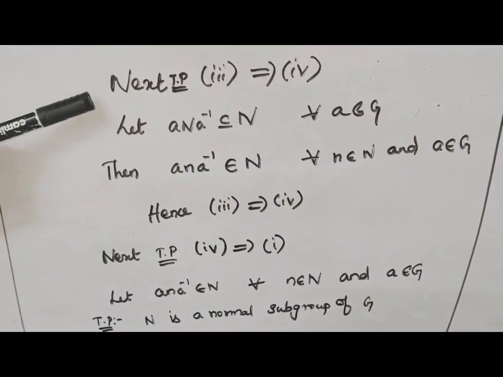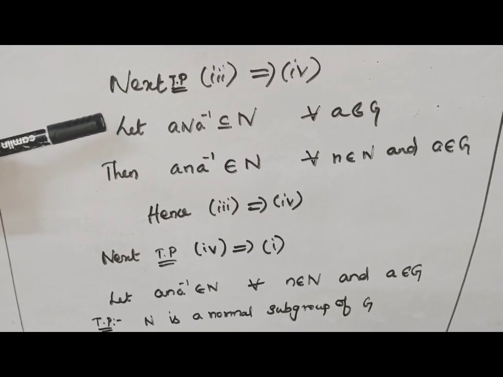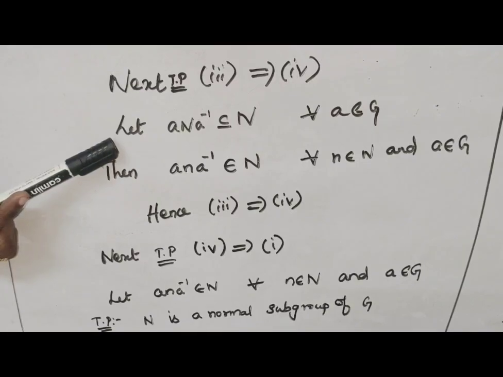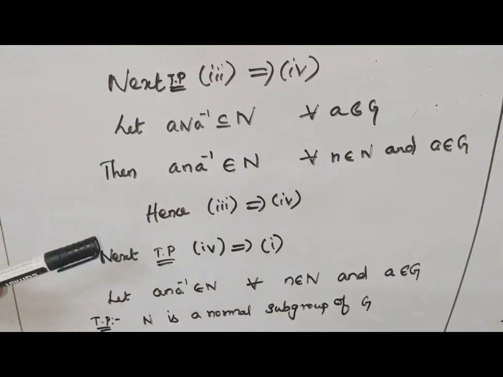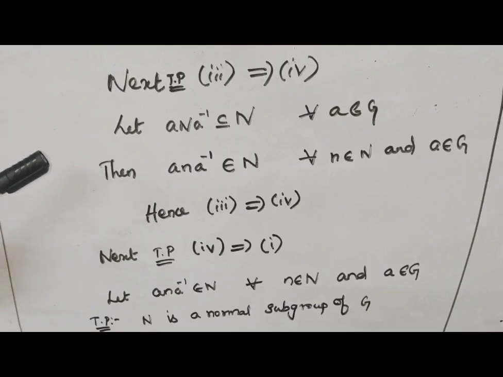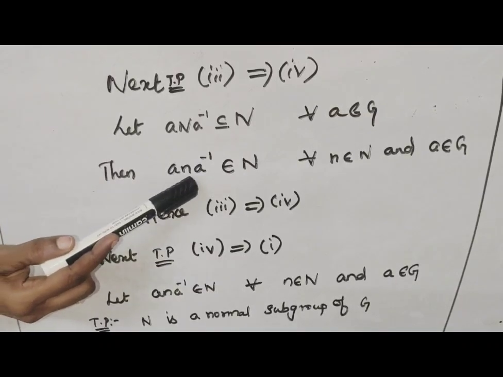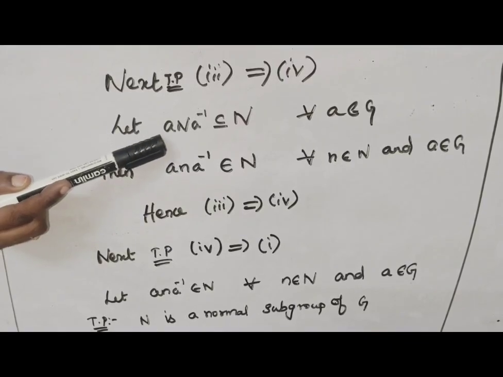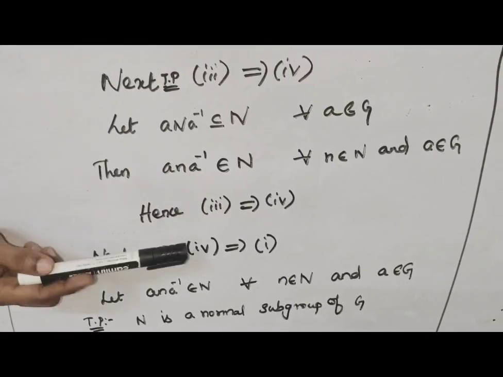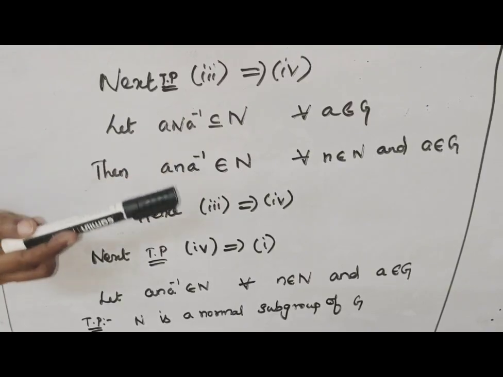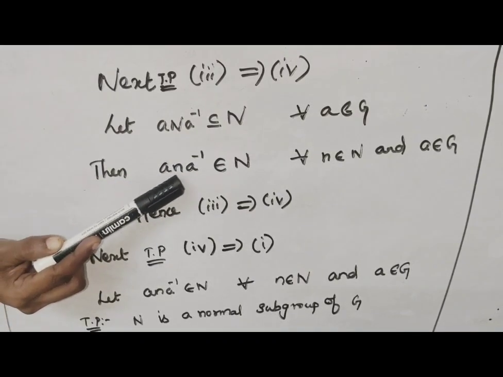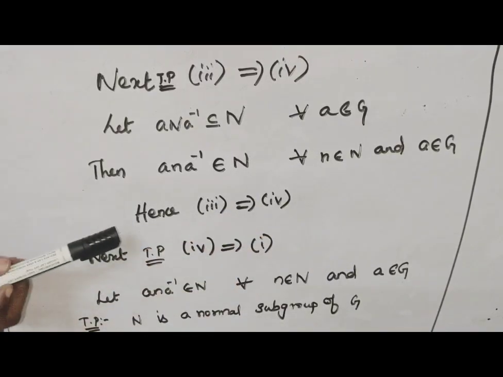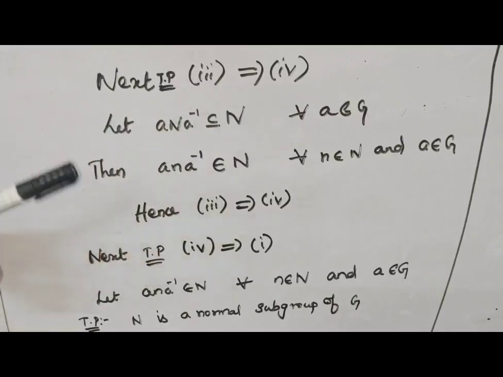Now, we have to prove the third part, that is, assume the third condition and prove the fourth condition. What is the third condition? Let aNa⁻¹ contained in N for all a belongs to G. What you have to prove is that ana⁻¹ belongs to N. This is a condition given, aNa⁻¹ contained in N. If you are choosing an element n from this subgroup N, then ana⁻¹ belongs to N for all n belongs to N. This is an obvious case. Hence, third condition implies fourth condition.